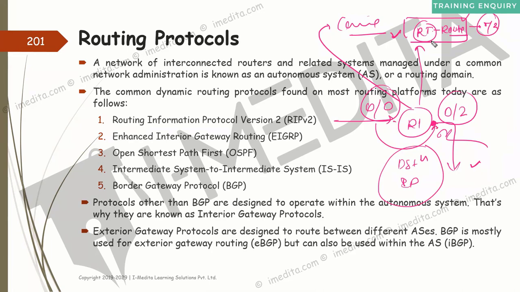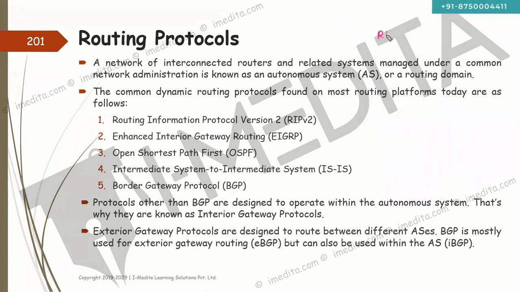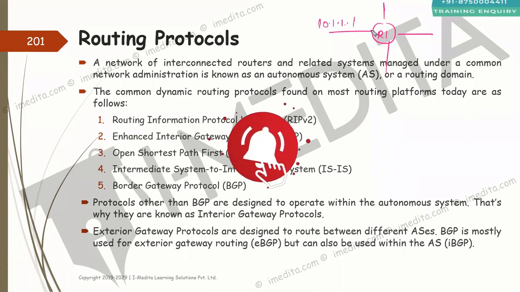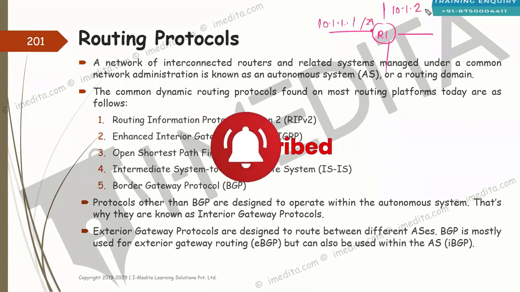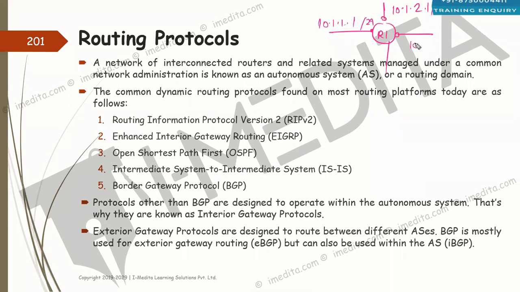Now, how are we going to have the routes in my routing table? Let's say, for example, this is the router, and these are all the directly connected subnets. Let's say this is 10.1.1.1/24, this is 10.1.2.1/24, this is 10.1.3.1/24, and this is 10.1.4.1/24. These are the IP addresses that we have configured on four interfaces of the router. Let's say FA0/0, FA0/1, FA0/2, and FA0/3. Let's say a router has four interfaces, and on all those four interfaces, we have configured the IP address.